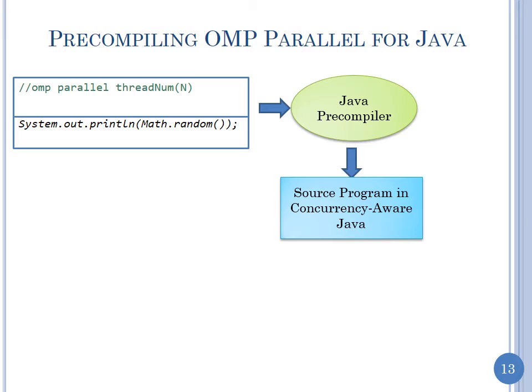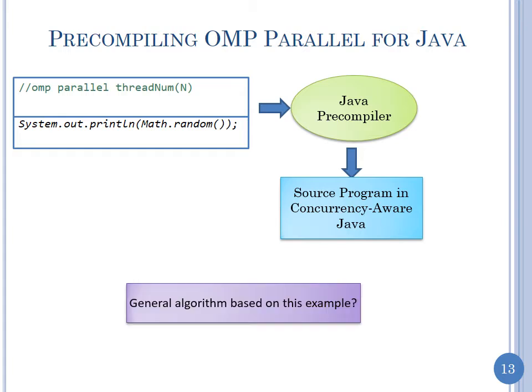So that's the question next. What would the general algorithm be based on this example? And this example is actually simpler than what I'm going to present incrementally. So just think of this example. How would you precompile it? And then later we'll think about how to do more complicated examples.